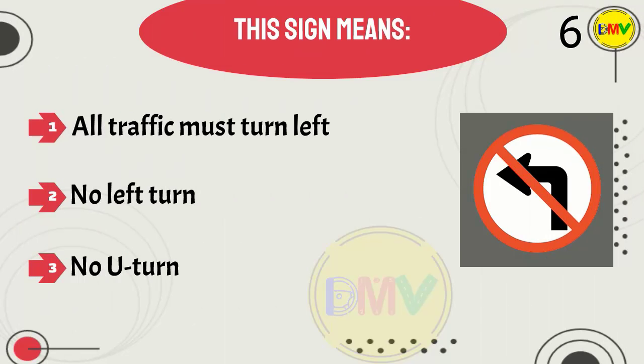The question 6. This sign means 1. All traffic must turn left. 2. No left turn. 3. No U-turn. The correct answer is 2. This sign means drivers cannot make a left turn. It is unsafe and unlawful to make a left turn at an intersection where this sign is posted.